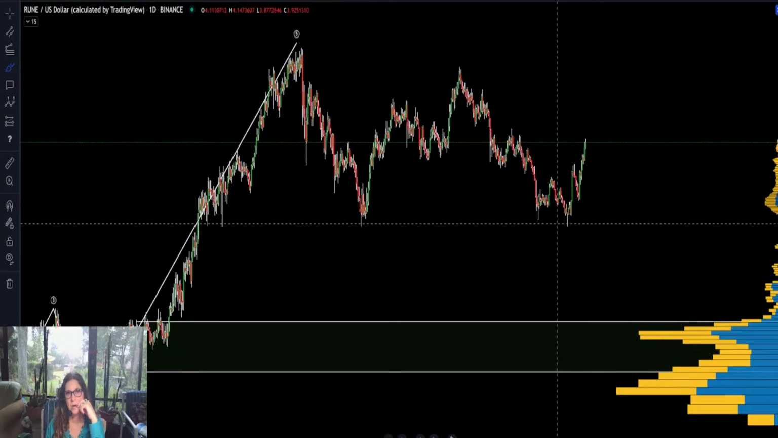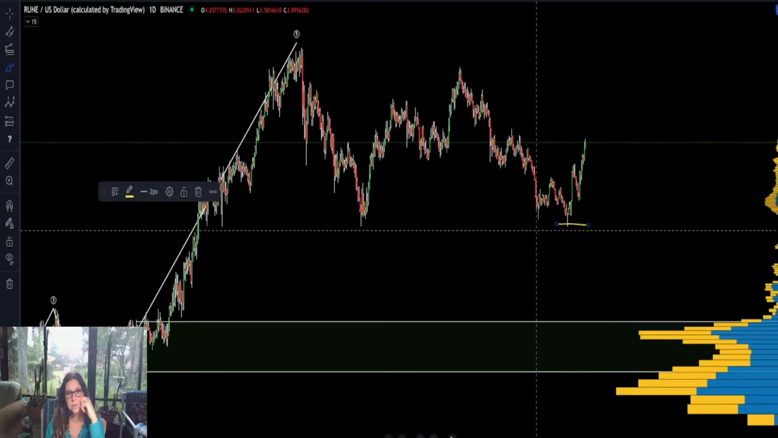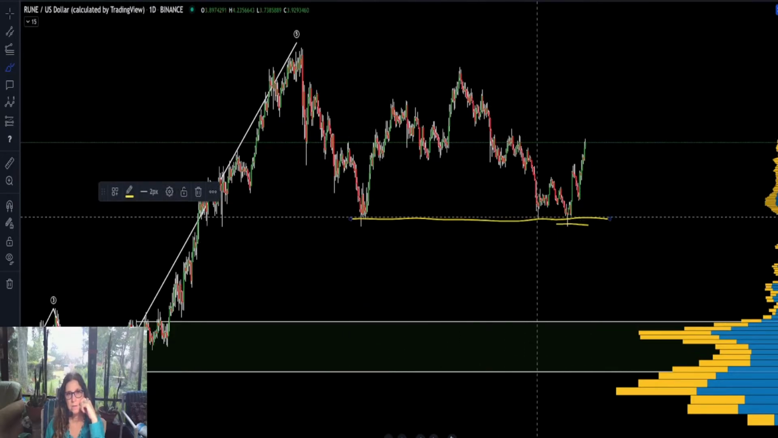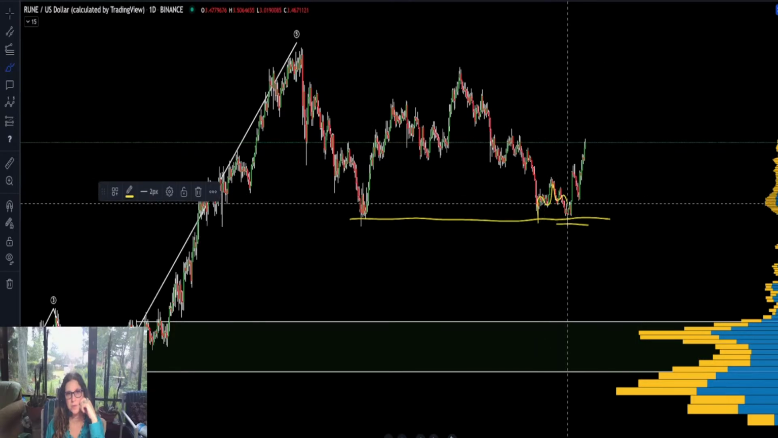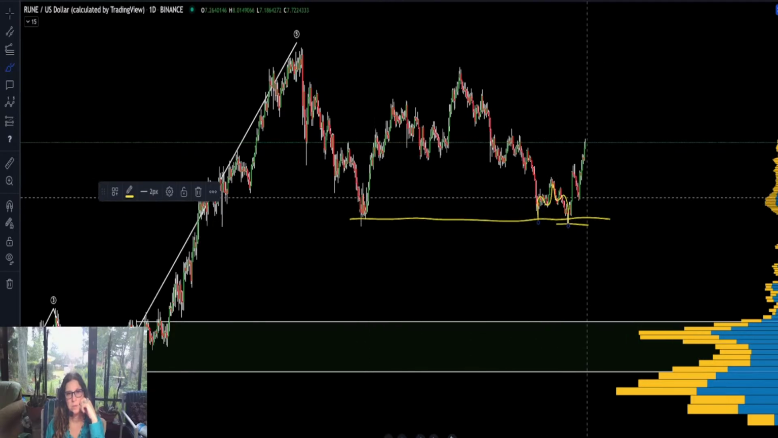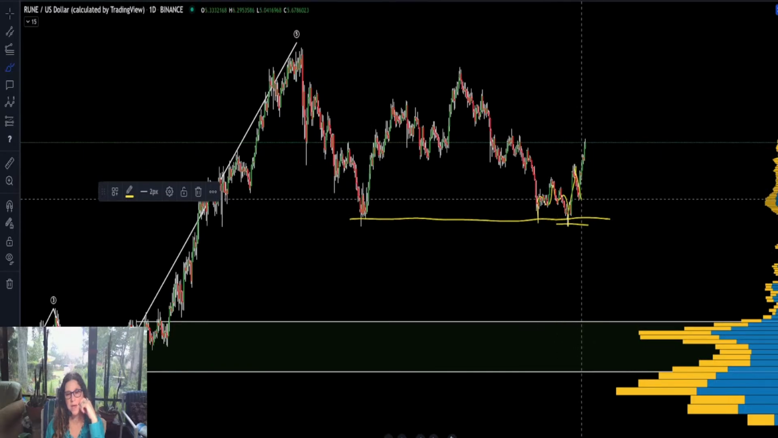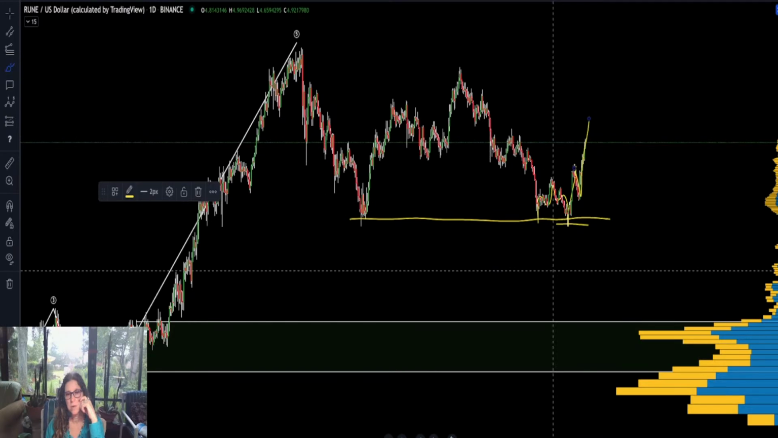But it didn't take off the bottom. So this is how it sweeps the lows. Okay. This is a perfect example of sweeping the lows, but then it makes a flat. But what it was able to do here was make that an X and kick off higher.